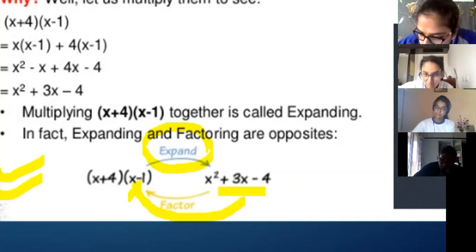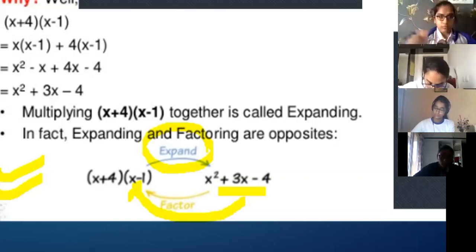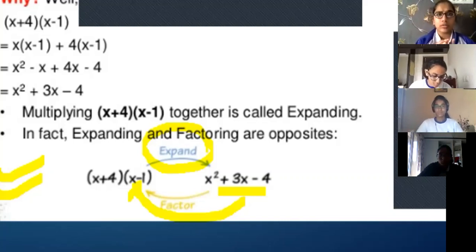Ma'am? Yes? Are we supposed to write the top, like multiplying x plus 4 and x minus 1 and expanding? You can write, or you can simply draw this. This is enough for you, right? This part: this is called expanding and this is called factorizing. So expanding and factoring are opposites. You can write it down. Now it's up to you to understand. I just want you to have this in your notebooks. Fine with that, all of you? Shall I proceed? Yes, ma'am.